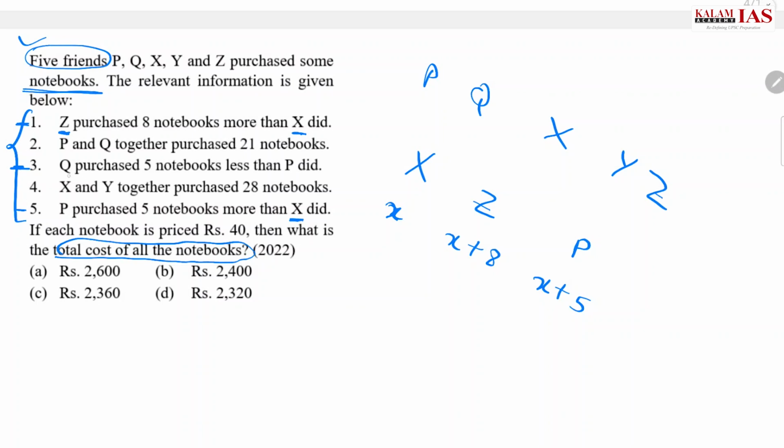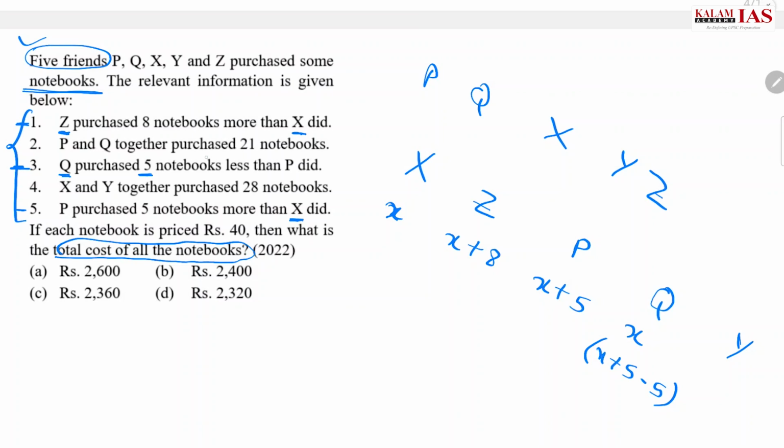Now it is said Q purchases 5 notebooks less than P did. So suppose this is Q. It is said Q purchased 5 notebooks less. So 5 notebooks less than P means X plus 5 minus 5, that is X. So Q has purchased X notebooks, because it is purchasing 5 notebooks less than P, which is X only. Now the only thing left is Y.